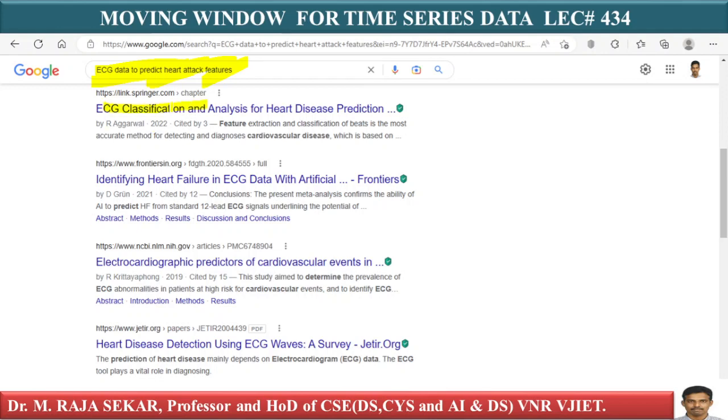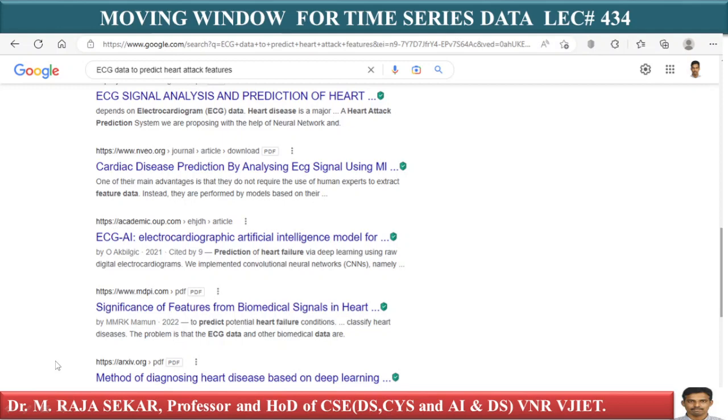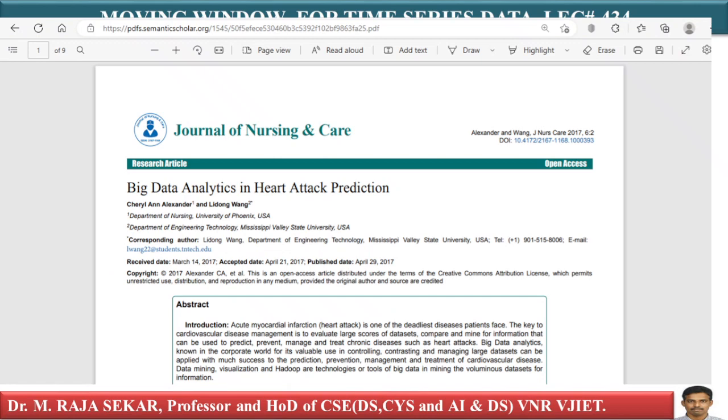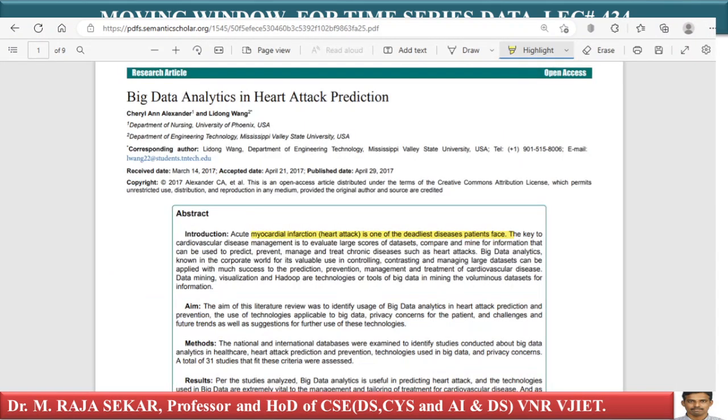You are getting so many articles: ECG classification and analysis of heart diseases, identifying heart failures, electrocardiography predictors, heart disease detection using ECG waves. You can see so much literature: ECG signal analysis and prediction of cardiac disease, ECG AI, significance of features from biomedical signals, methods of diagnosing heart diseases based on deep learning, even big data analytics in heart attack prediction. There is some literature here.